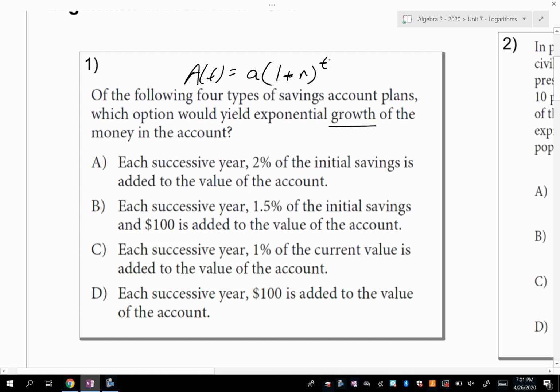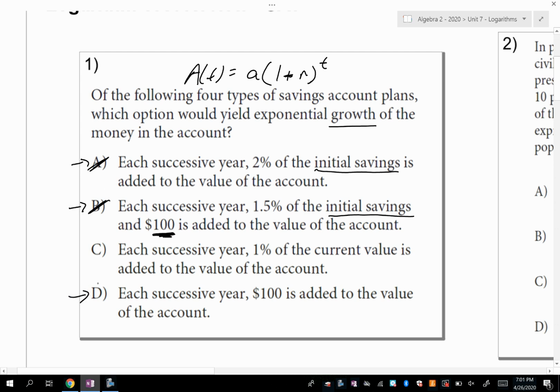Now if you look at answer choices A and B, they're very similar. The only difference really is that they're saying you're going to add $100 also to the value of the account, but this is trying to mislead you because it has percentages of the initial savings. Ultimately, exponential, when you talk about percentages, is percentages of whatever value of the account, whether each year or each month, that they're going to multiply. So these answers are trying to trick you, and they're going to be incorrect.